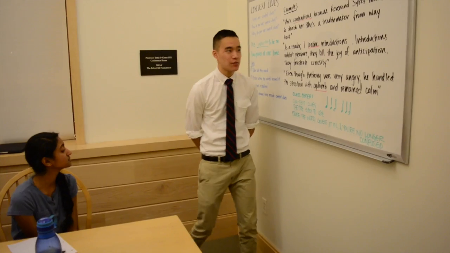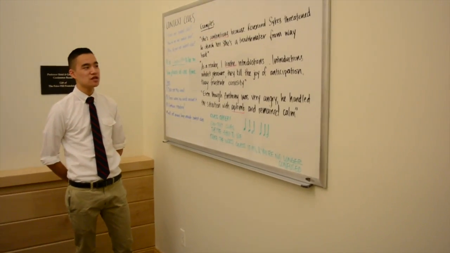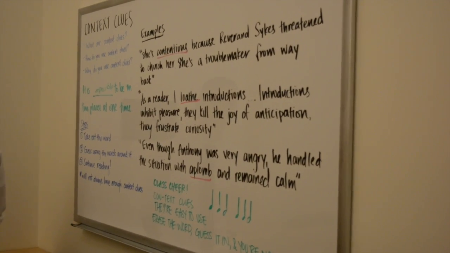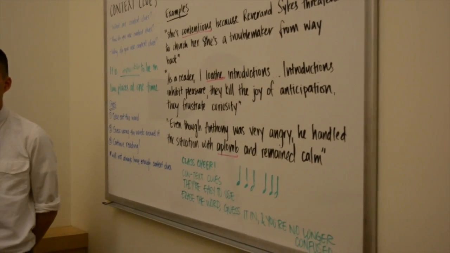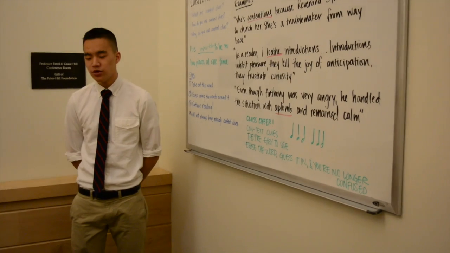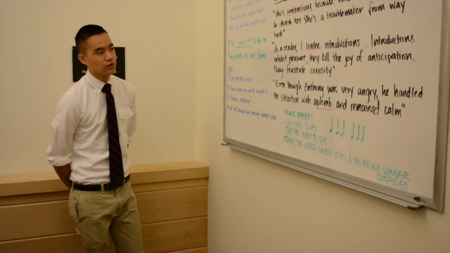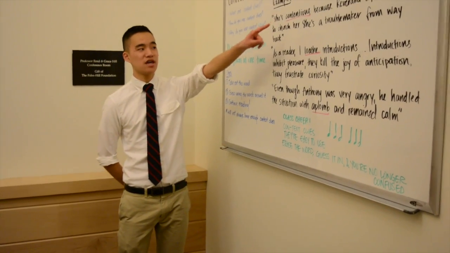So in our first example, I took this from To Kill a Mockingbird. She's contentious because Reverend Sykes threatened to church her. She's a troublemaker from way back. So why don't you guys, with a partner next to you, discuss what you think it might mean and identify key words that really bring you to that conclusion as to what contentious might mean.